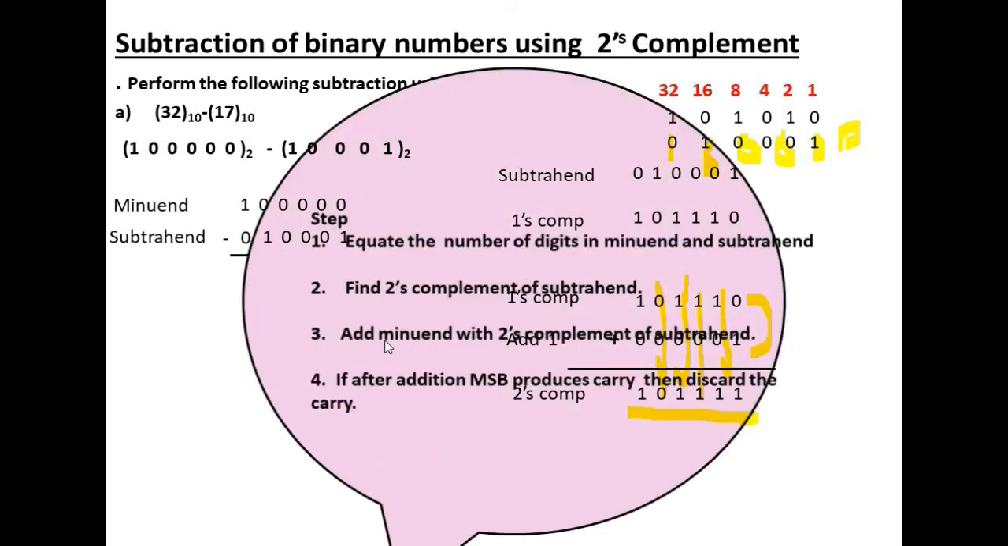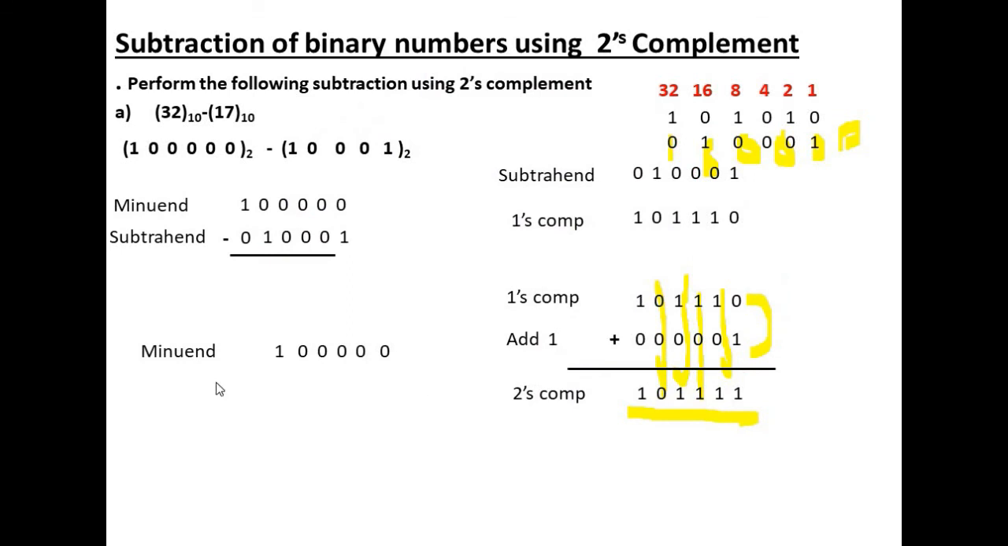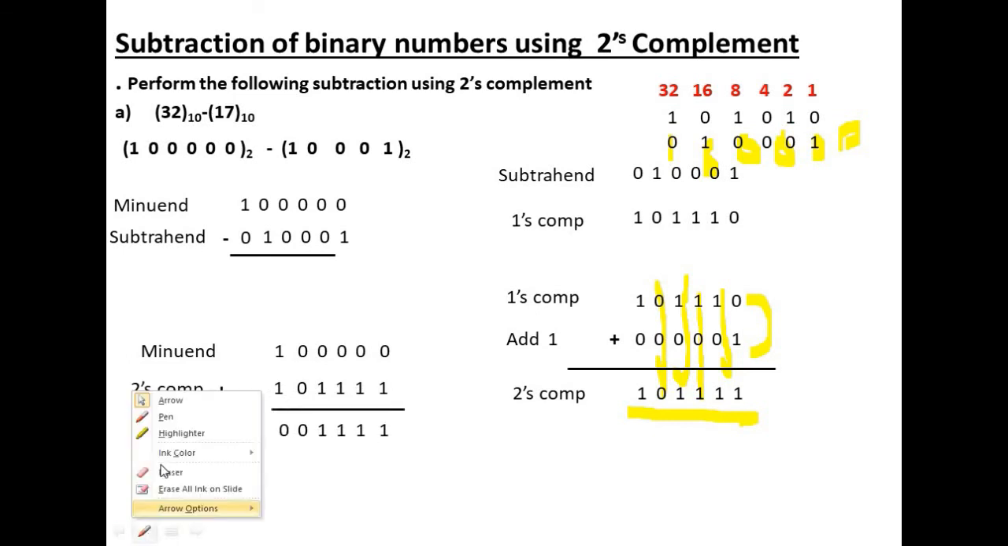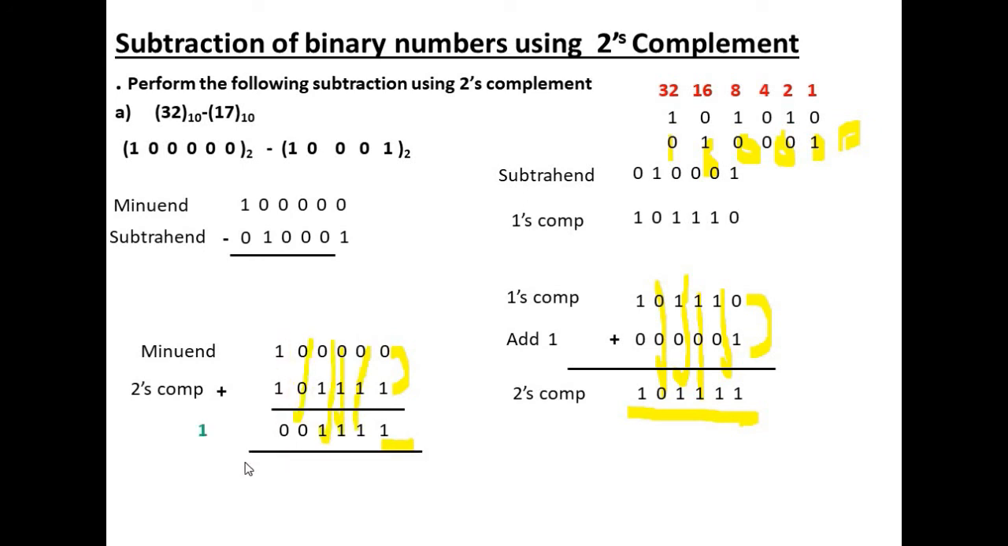Now the next step is to add the minuend with the 2's complement of the subtrahend. The minuend is given as 100000 and this is the 2's complement. Now we have to add these two numbers. So we have here 0 plus 1 as 1, 0 plus 1 is 1, 0 plus 1 is 1, 0 plus 1 is 1, 0 plus 0 is 0, and 1 plus 1 is 0 with a carry 1. And we know that this carry has to be discarded. So we have found the result as 1111.